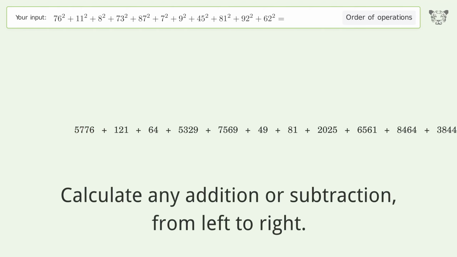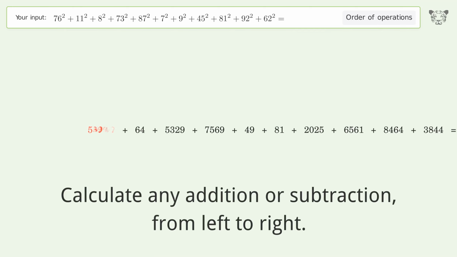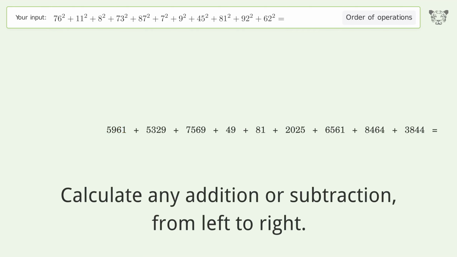Calculate any addition or subtraction, from left to right. 5776 plus 121 equals 5897. 5897 plus 64 equals 5961. 5961 plus 5329 equals 11290. 11290 plus 7569 equals 18859.